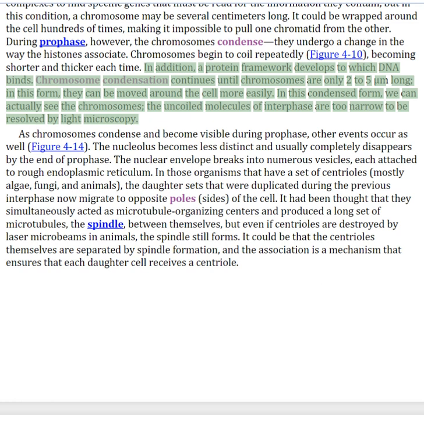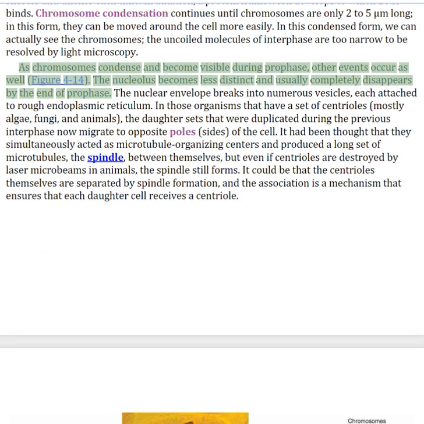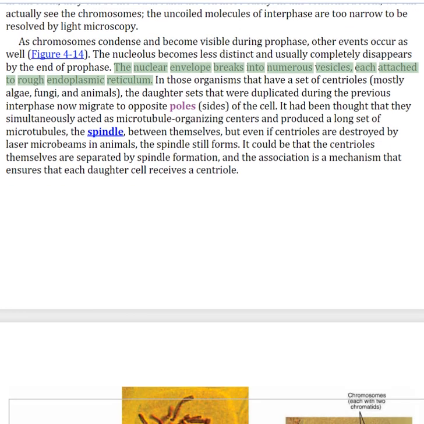In this condensed form, we can actually see the chromosomes. The uncoiled molecules of interphase are too narrow to be resolved by light microscopy. As chromosomes condense and become visible during prophase, other events occur as well. The nucleolus becomes less distinct and usually completely disappears by the end of prophase. The nuclear envelope breaks into numerous vesicles, each attached to rough endoplasmic reticulum.